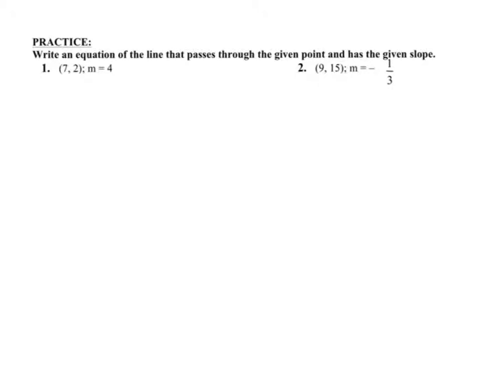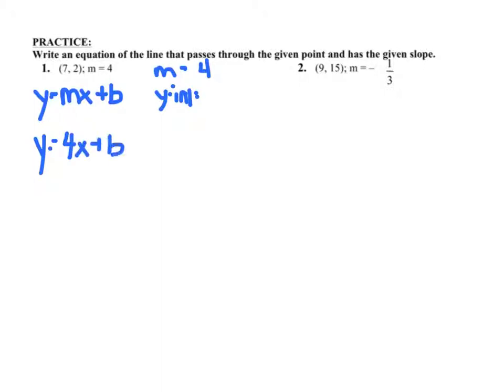Alright, let's try it again. Write an equation of the line that passes through the given point and the slope. Again, we're going to start out with y is equal to mx plus b. We're going to be looking for the slope, and we're always going to be looking for the y-intercept as well. Well, we know that our slope is 4, so let's go ahead and find the y-intercept. To find the y-intercept, let's plug in what we know for our equation. I've got 4x plus b.